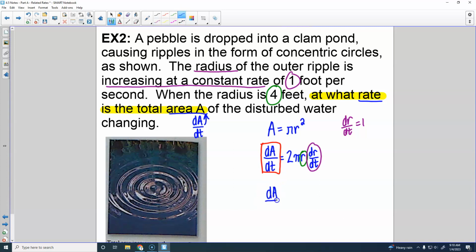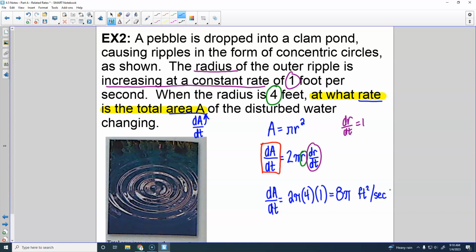So dA/dt is 2 pi times 4 times dr/dt, which is 1. So that would be 8 pi. And what are our units? Feet squared per second. How did you know to use feet squared?